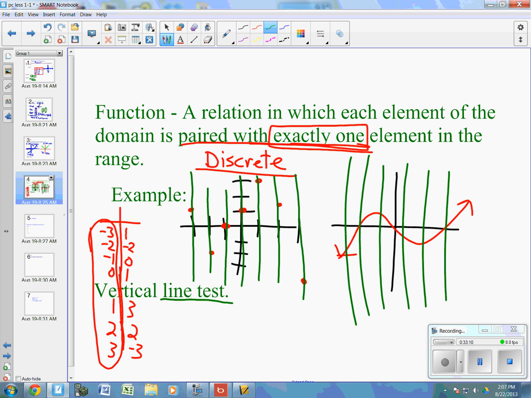So, everybody write down, the vertical line test determines a function. Write this down. If a vertical line only goes through a graph once or less, then it is a function. By the way, this kind of function is called a continuous function, because it's smooth, you can trace it with a pencil or pen.